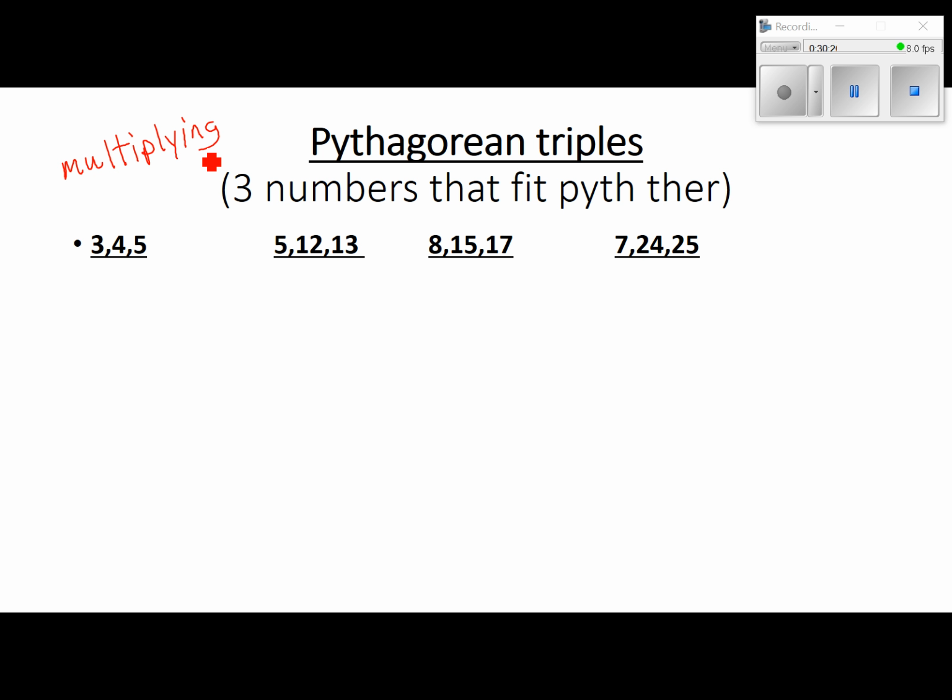So one Pythagorean triple, and the one that probably gets used the most, is 3, 4, 5. If you have a right triangle, and we know one of the legs is 3 and one of the legs is 4, the hypotenuse has to be 5. If we plug that into Pythagorean's theorem, 3 squared plus 4 squared equals 5 squared, it's going to work.